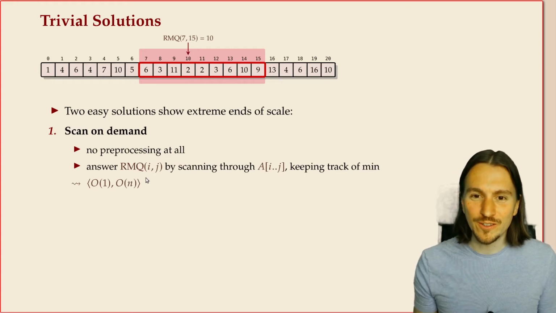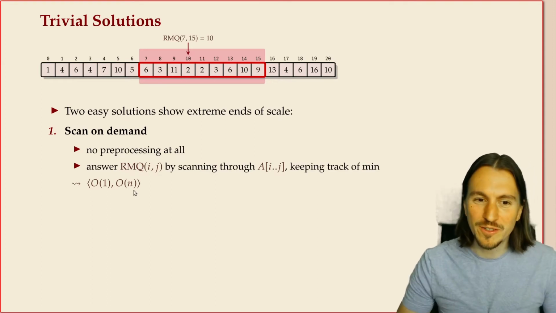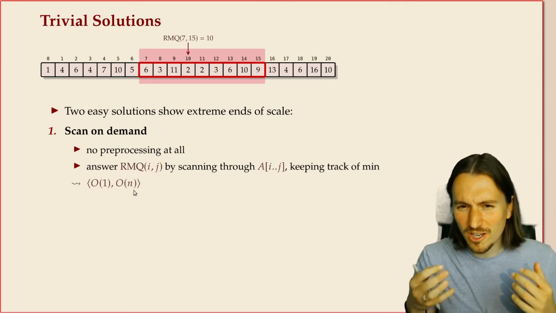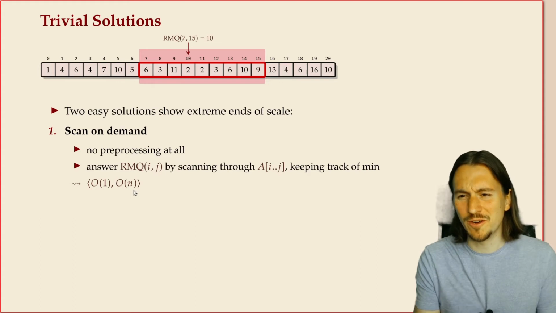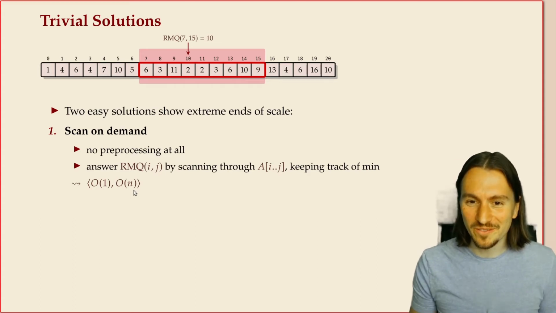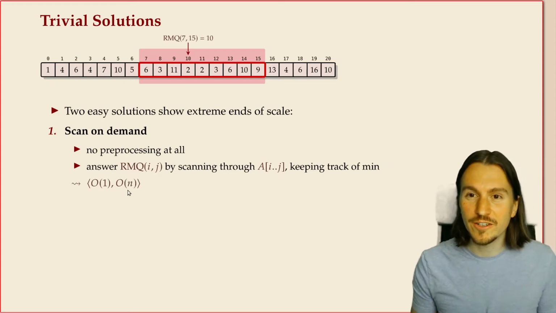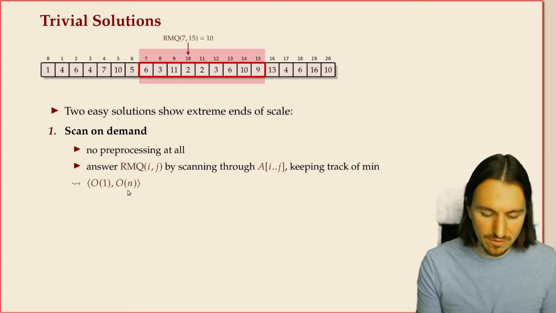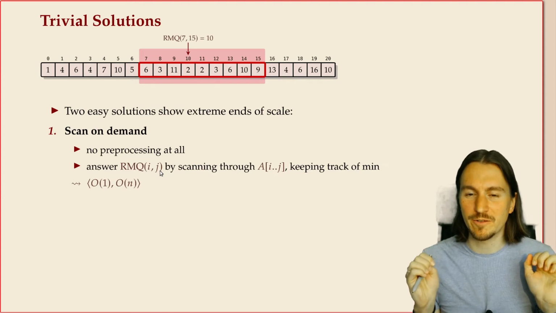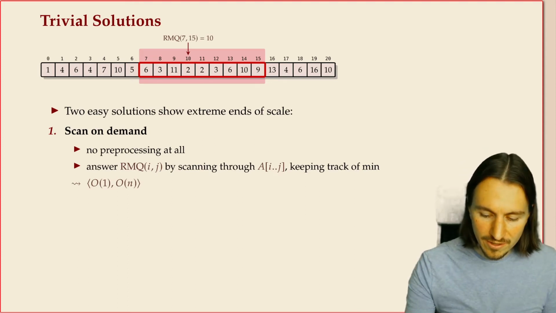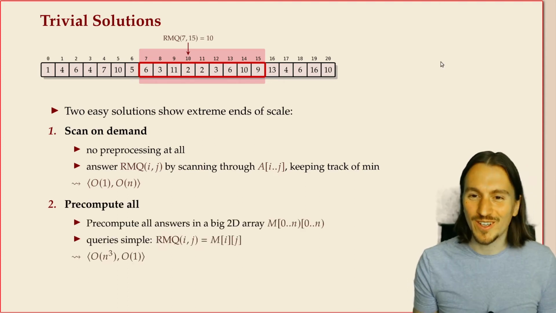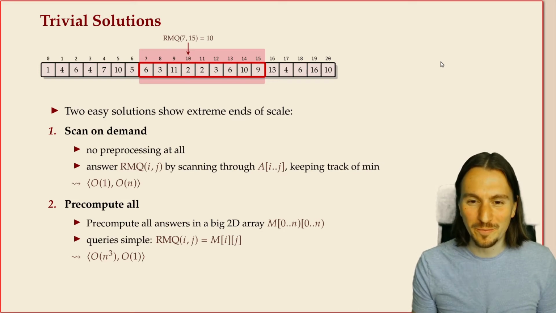I'm just listing it here to translate it into our notation. So that is a constant time pre-processing, actually 0, but okay. No pre-processing, constant time pre-processing, linear time query, because the range can be as long as the entire array. That's not very interesting, and it won't get us closer to our final goal.